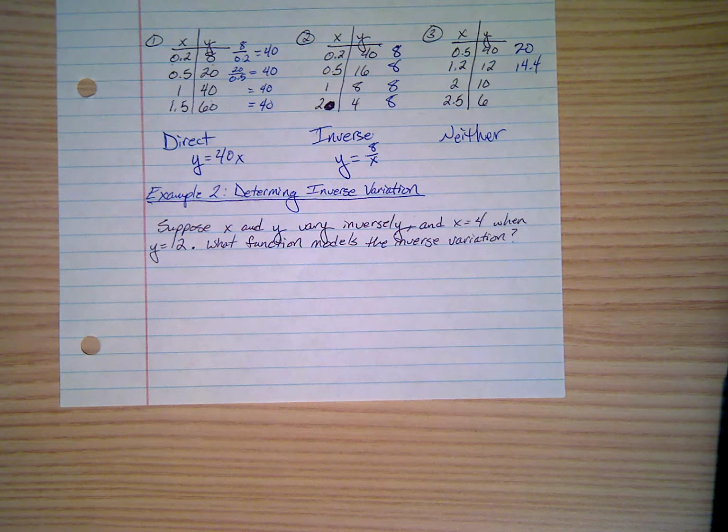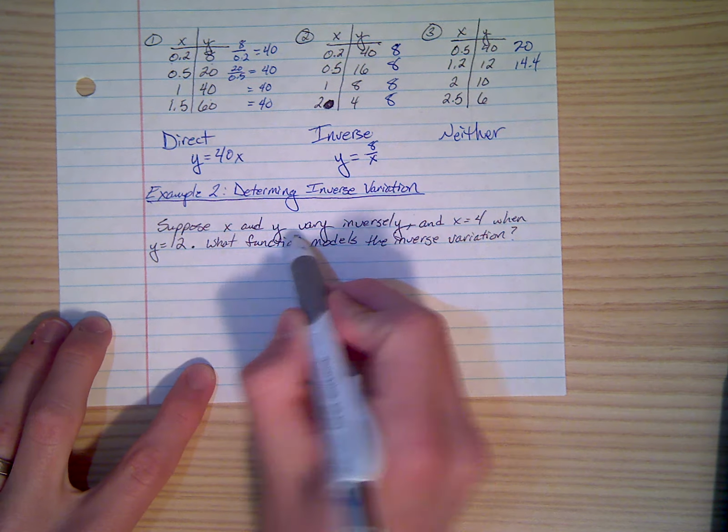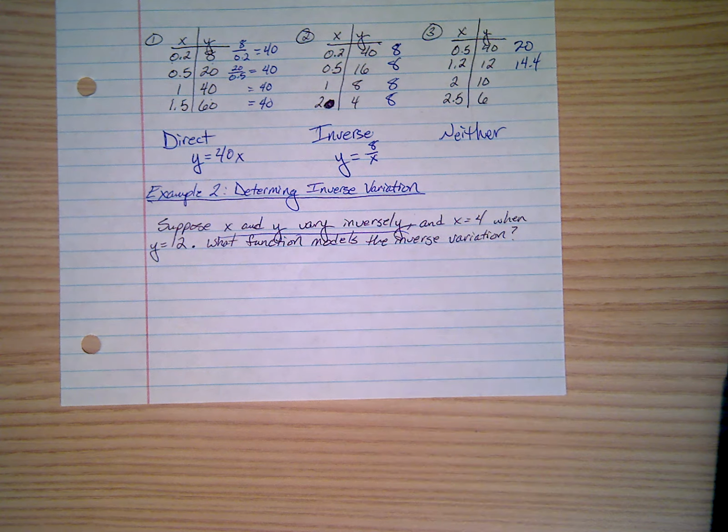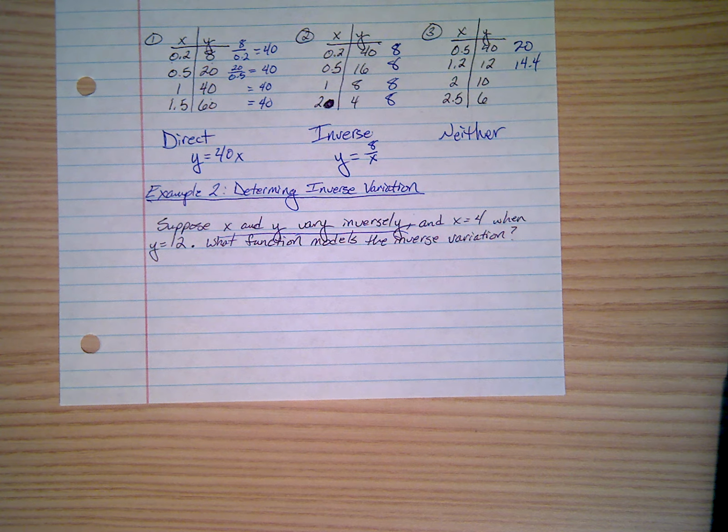Finally, determining inverse variation. It tells you you have inverse variation. That's what this says here. X and y vary inversely. X equals 4 when y equals 12. What function models the inverse variation?